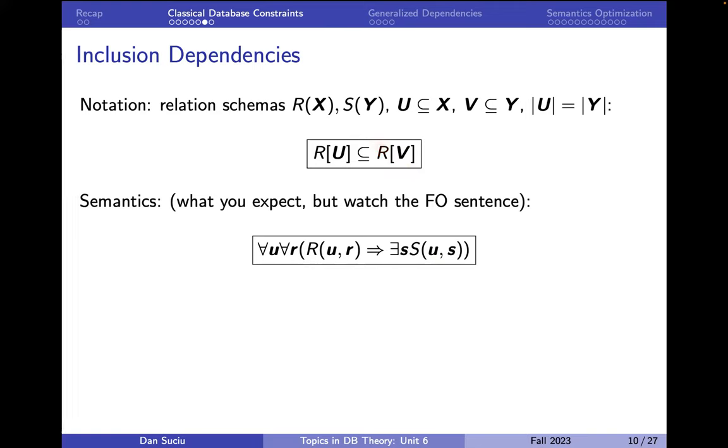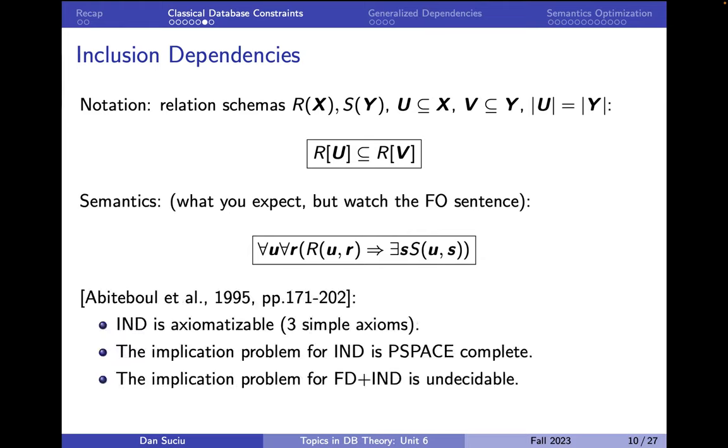Yes? Should the cardinality of U be equal to the cardinality of V instead of Y, or is that supposed to be Y? That's supposed to be V. This is supposed to be V. This is supposed to be S. Thank you. I will fix it. I have all the typos from last week. Okay, an inclusion dependency. No, I'm just trying to see where the V is. This should be V. Okay.